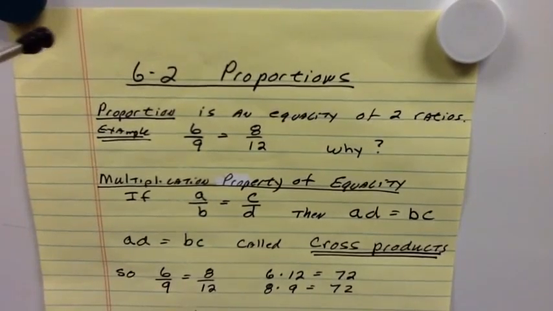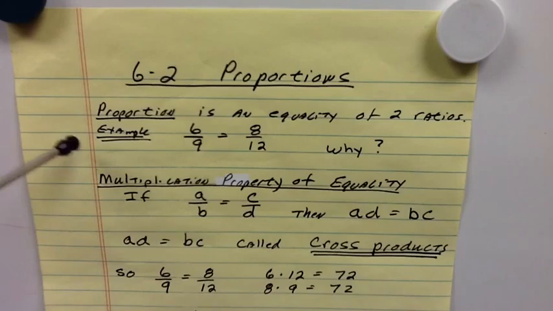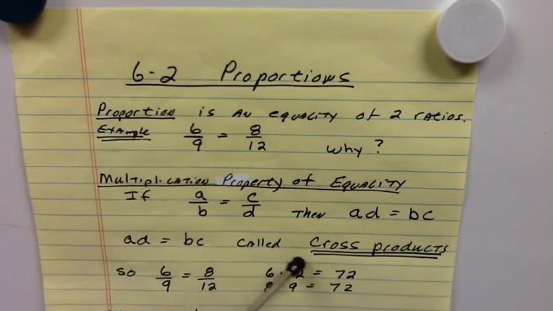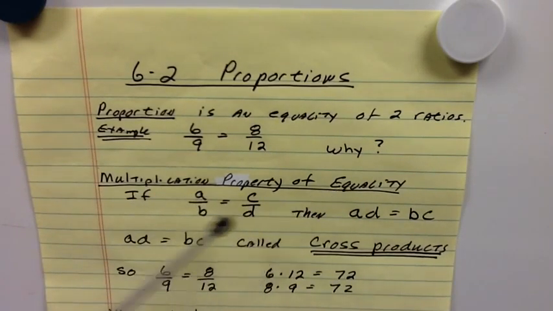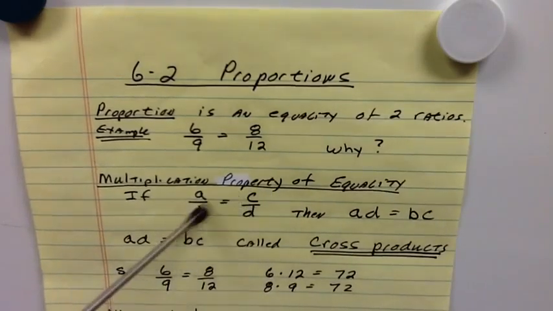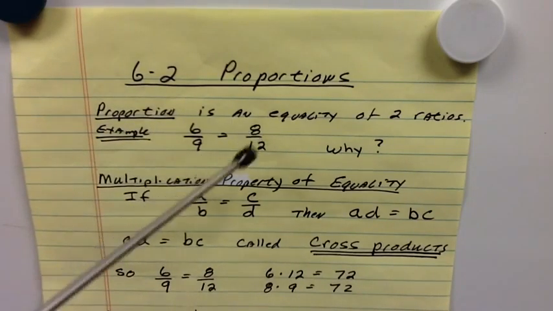Okay, this is section 2 of chapter 6, proportions. A proportion is an equality of two ratios, and it's based on cross products. The multiplication property of equality says if I have two fractions and I multiply them crossways like this, and the products are equal, then the two fractions are equal.